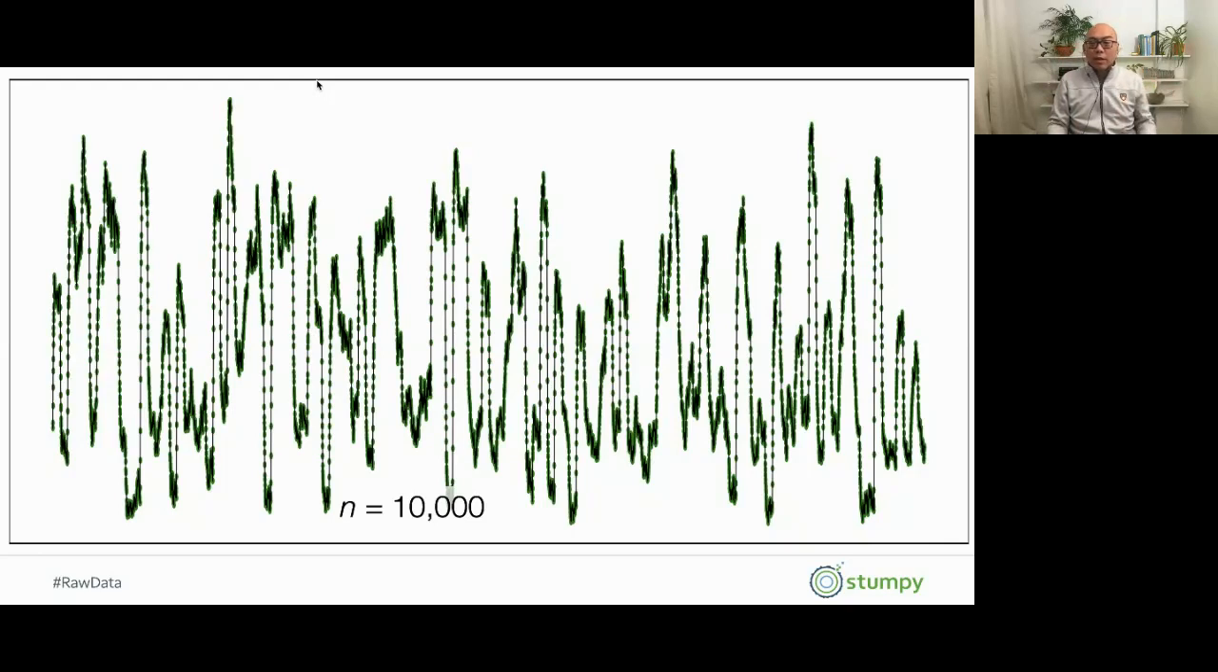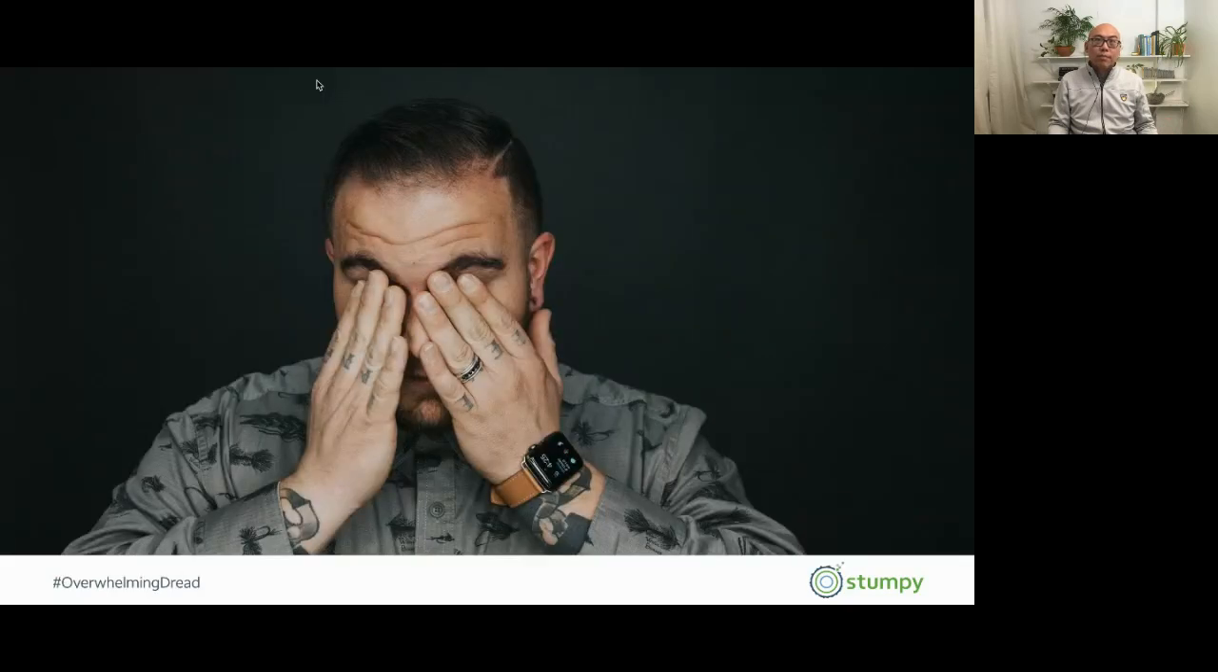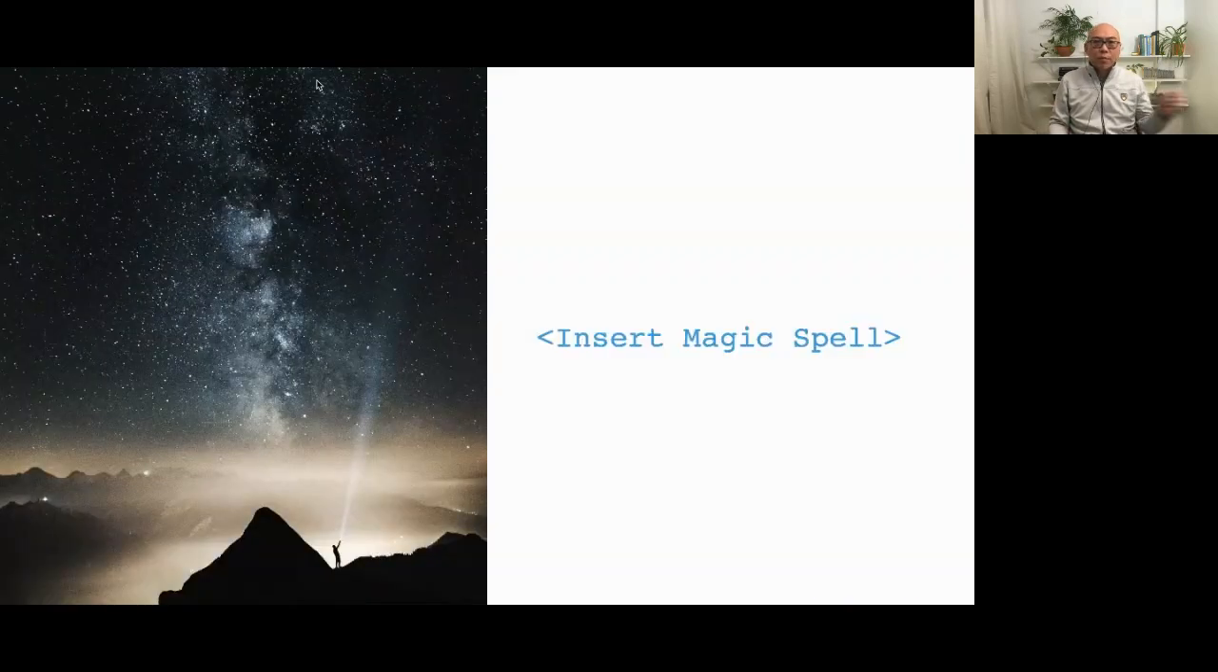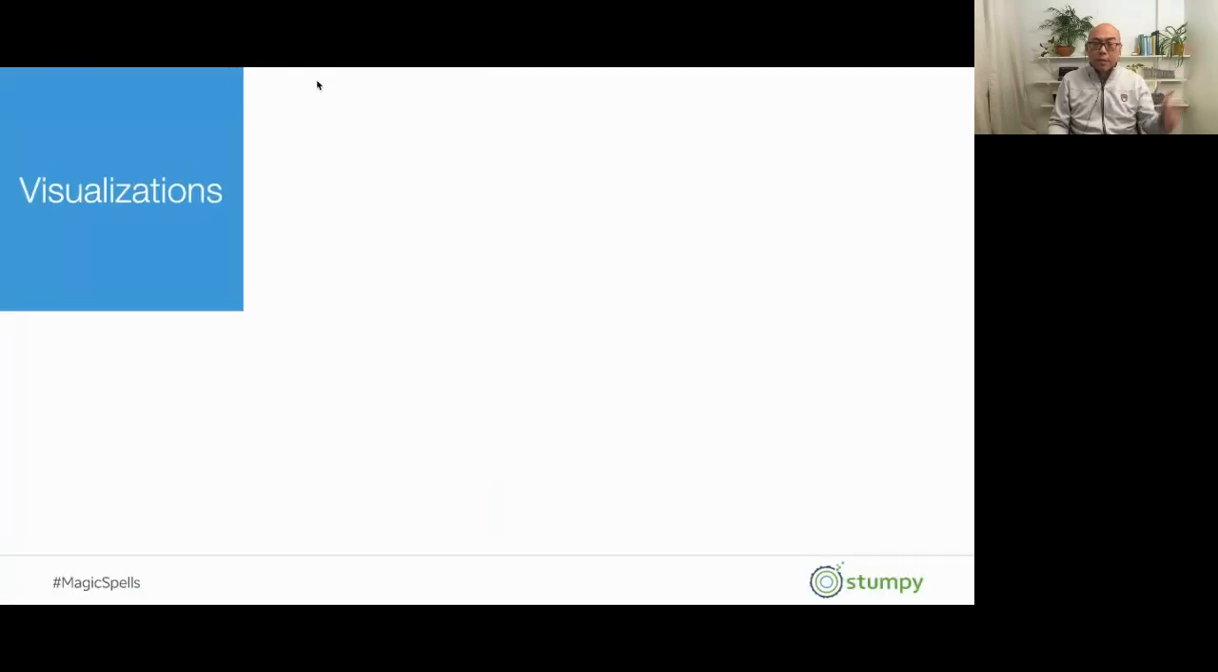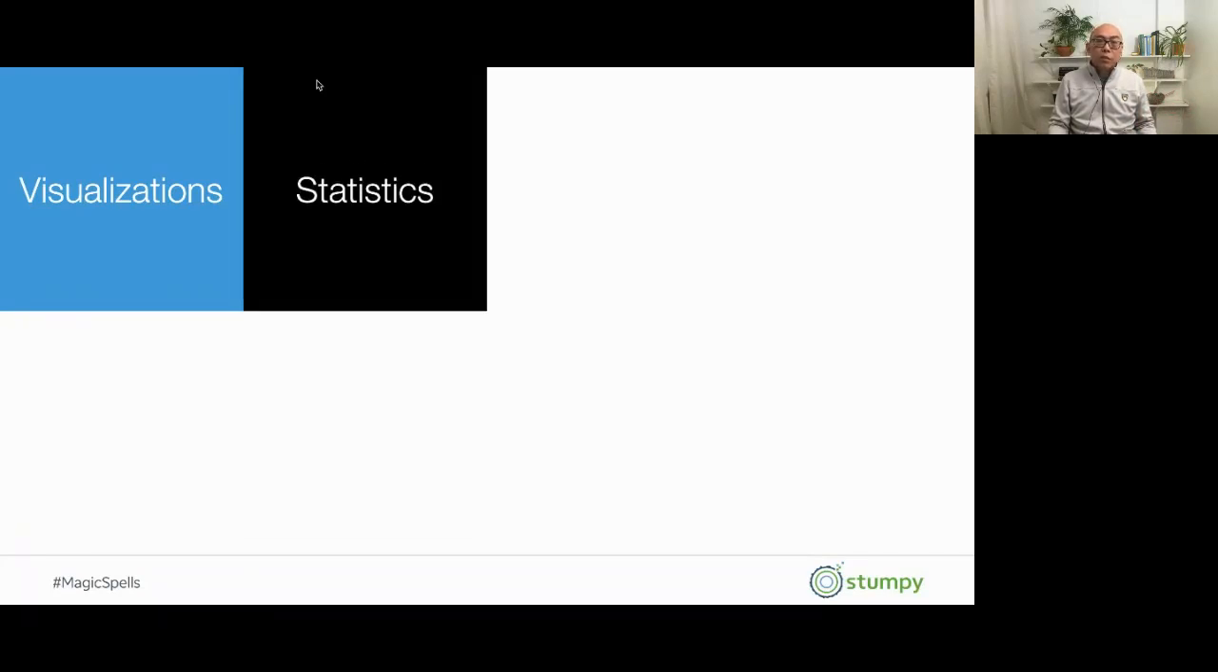But usually when I look at data sets of this size or larger, I get an overwhelming sense of dread. And oftentimes I just wish that there was some magic spell or magic wand that I could wave around to wish it all away. Perhaps one of the magic spells people historically use when dealing with time series data is visualization, but we've already talked about how above 10,000 data points, it's not so effective anymore. You can also reach for our good friend statistics. You can, again, compute these global maxes and global mins.